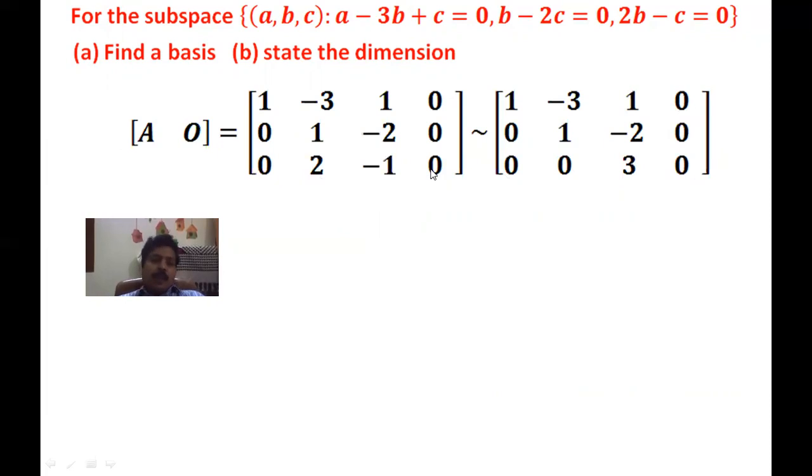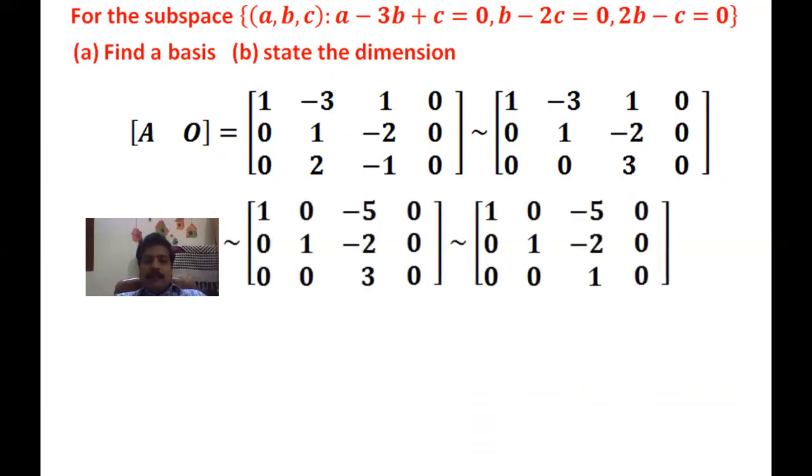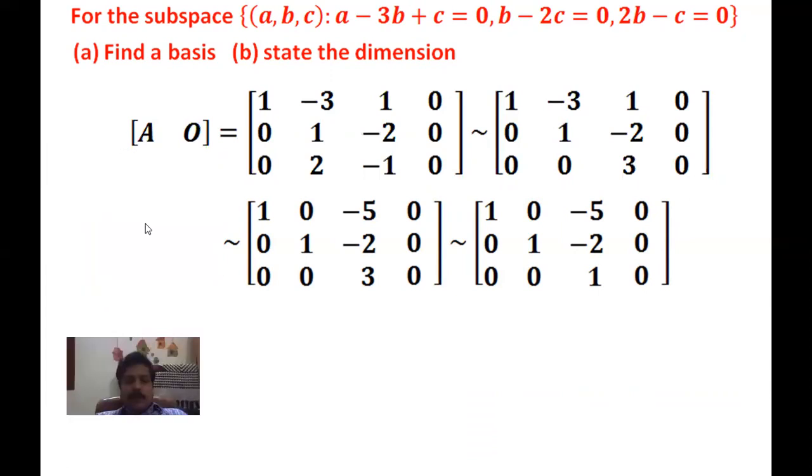So R3 goes to R3 minus 2R1. So 0 minus 0 is 0, and 2 minus 2 is 0, minus 1 plus 4, minus of minus 4 is plus 4, is 3, and 0. So now it is in echelon form, but to find null A, we are converting this into reduced echelon form. In reduced echelon form, the pivot position should contain only 1, and there should not be any other non-zero element in that particular pivot column.